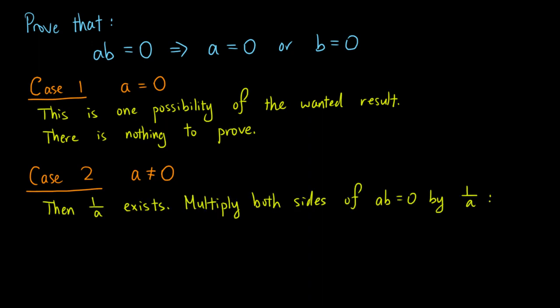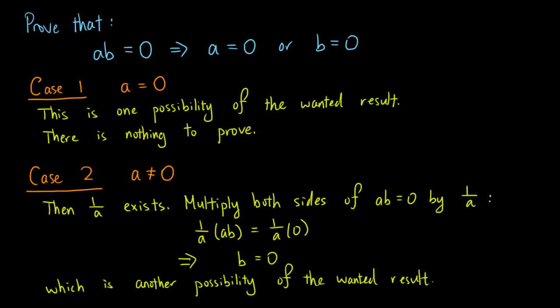Then, we can multiply 1 over A to both sides of A times B equals 0 to get 1 over A times AB equals 1 over A times 0. The right-hand side is just 0, and the left-hand side simplifies to B. So B equals 0, which is the other possibility of the result that we want. Hence, the result holds in either case, and the proof is complete.